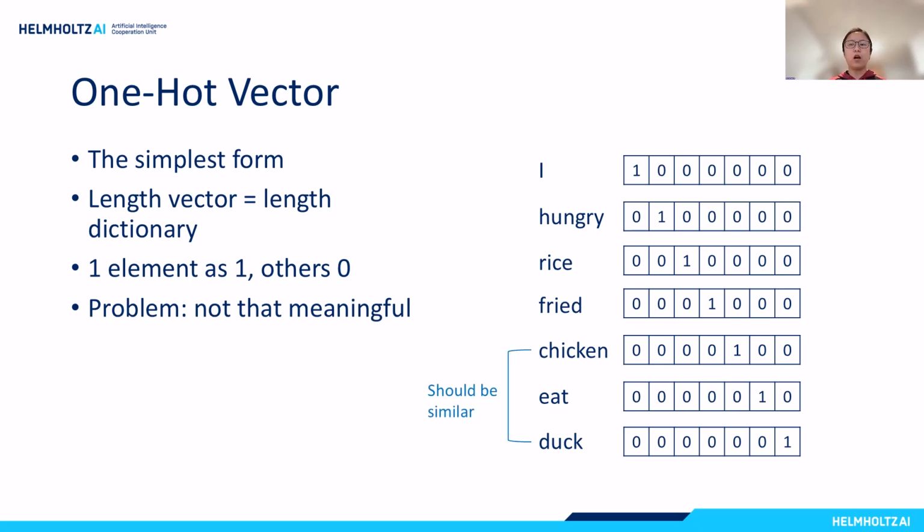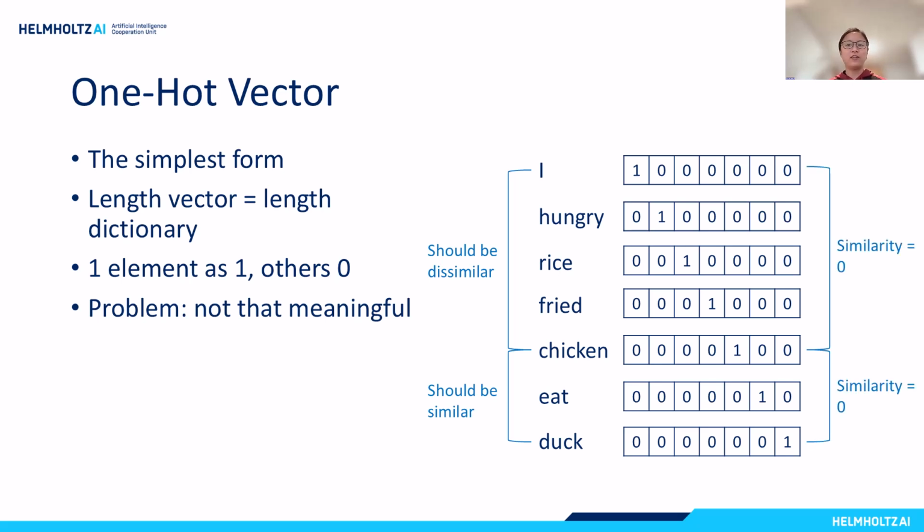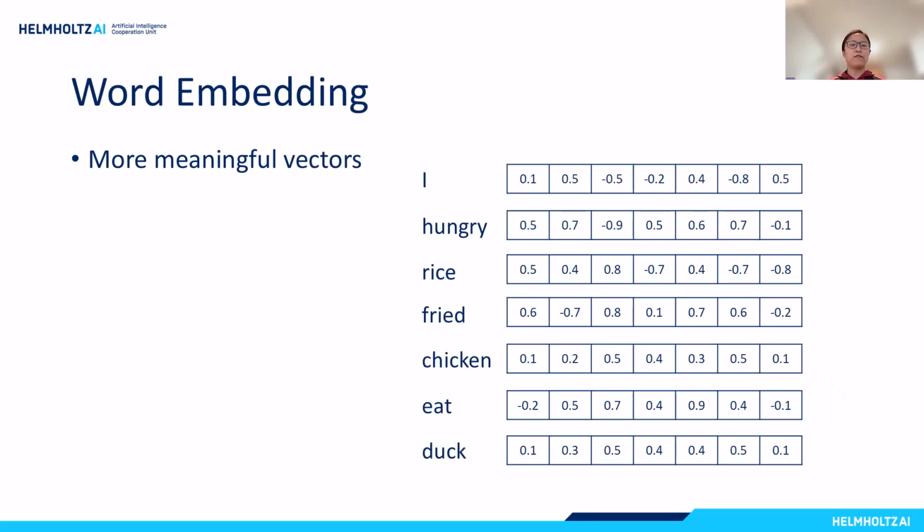For example, the meaning of chicken should be more similar to the word duck in comparison to the word eye. But by using this one hot vector, chicken is not similar to duck. Cosine similarity and the dot product between the words are 0. Chicken and duck have 0 similarity value. Chicken and eye also have 0 similarity. So, if we want the vector to be more meaningful, we use what we call word embedding. With word embedding, chicken and duck should be more similar in comparison to chicken and eye.